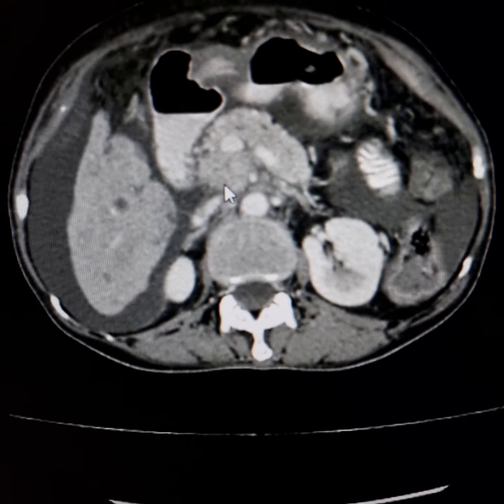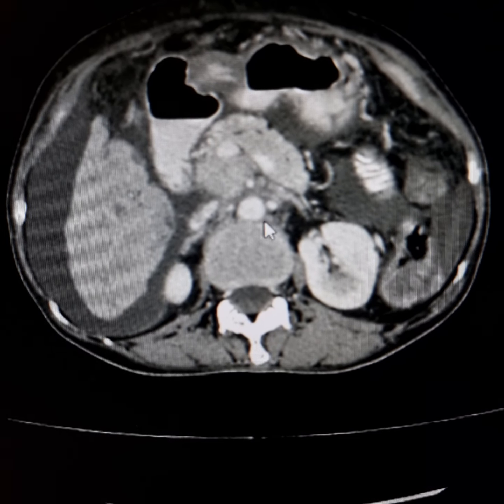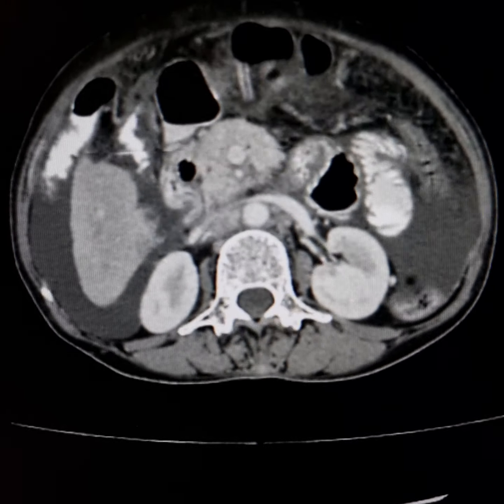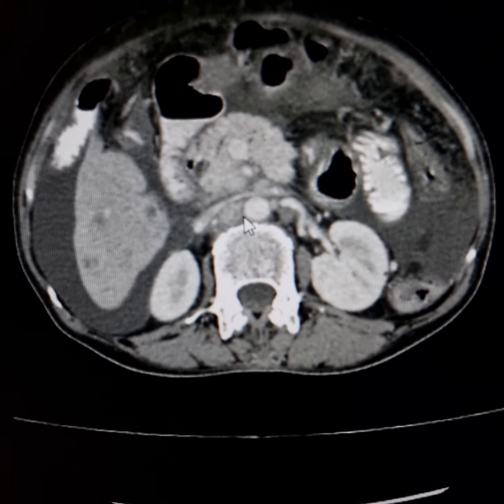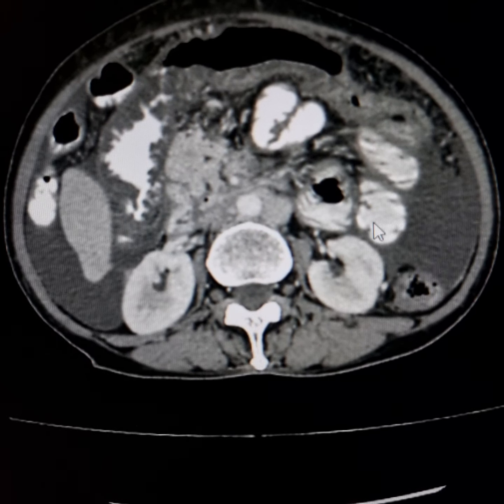This is a lymphoid mass here, metastatic, lying posterior to the head of the pancreas. This is the portal vein here. As I scroll down, these are the enlarged metastatic lymph nodes in the interaortocaval region, para-aortic region, these ones here.